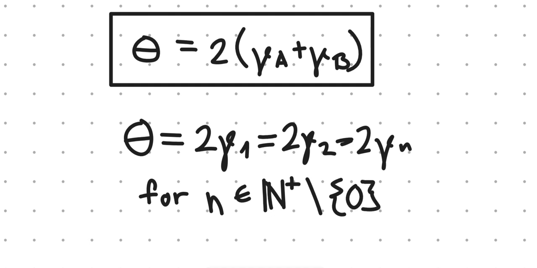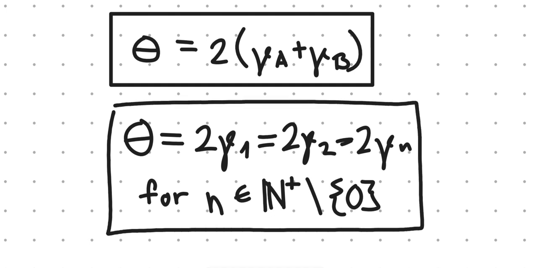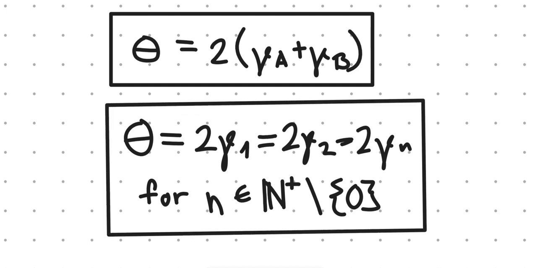Very good. So now we have a general form of theta, and we have proven that theta is the doubled amount of the angle of gamma 1 and gamma 2, and in general gamma n.